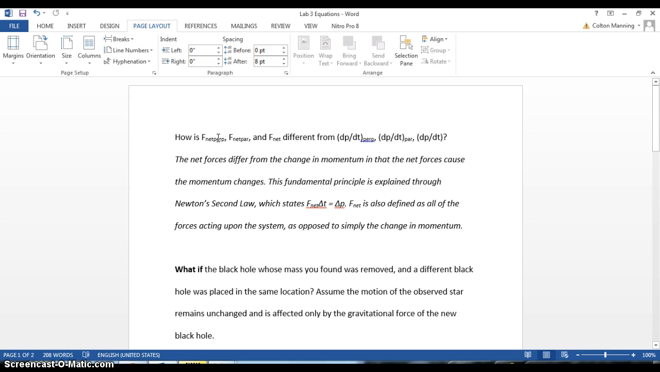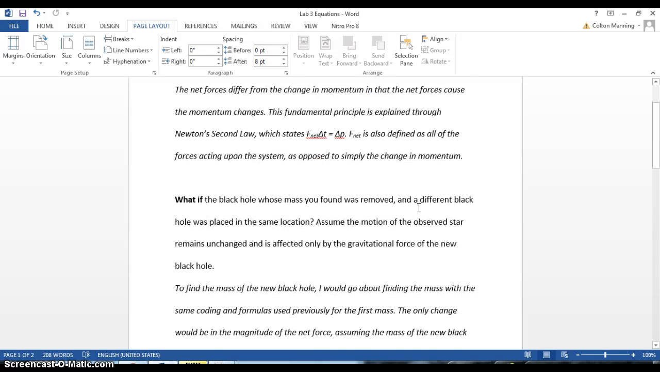Now, what does this mean? How is FNet perpendicular related to FNet parallel, and how is FNet different from dp dt perpendicular, dp dt parallel, and dp dt overall? The net force is different from change of momentum in that the net force causes the momentum change. This fundamental principle is explained through Newton's second law, which states that FNet times delta T is equal to the change of momentum. FNet is also defined as all of the forces overall acting on the system as opposed simply to the change of momentum.